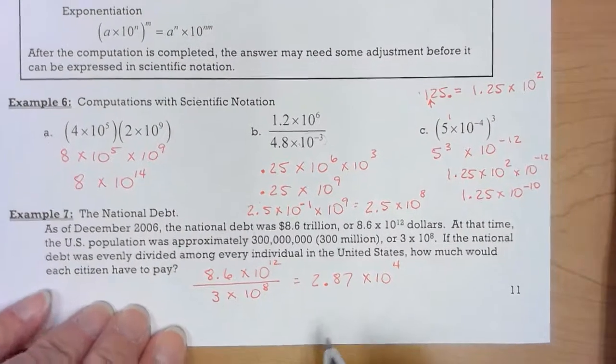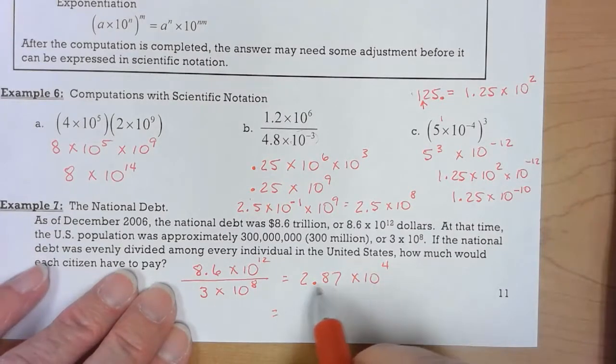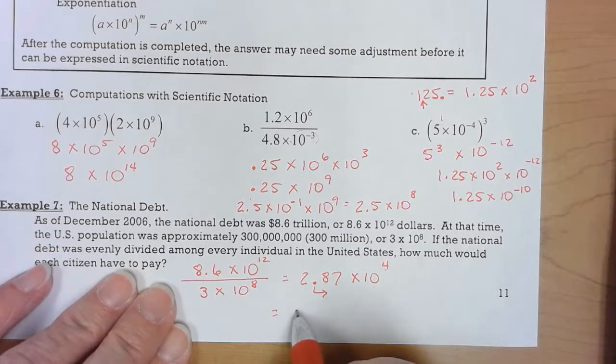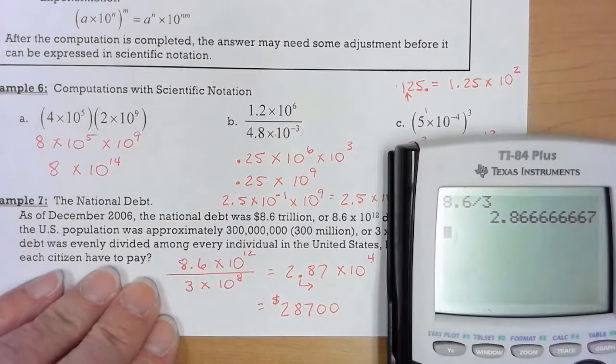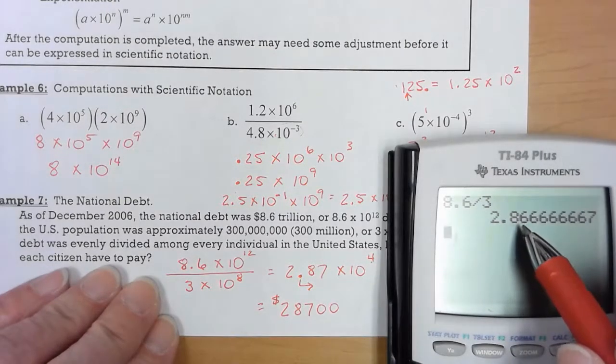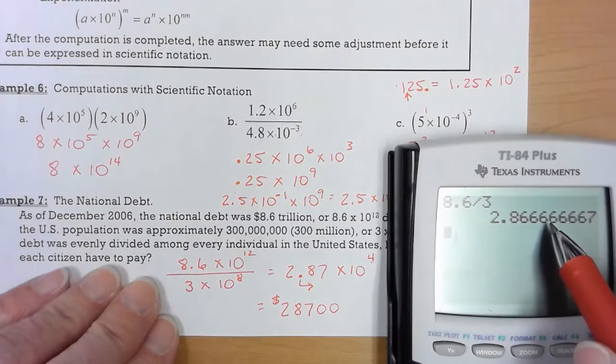But now if I really want to see money-wise what this is, I've got to take this from scientific notation back to decimal. And since that's a big positive, I take it that way 4 spaces. I guess, though, if we wanted to be exact, and we move it 4 spaces, 1, 2, 3, 4, so actually it would be $28,666.67. And I'm sure a 2-year-old could pay that.